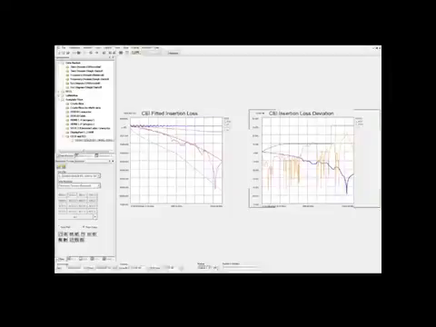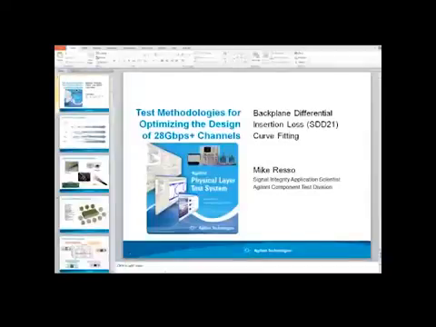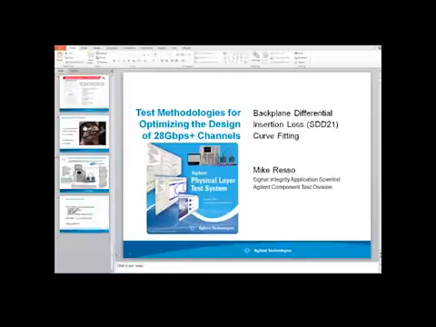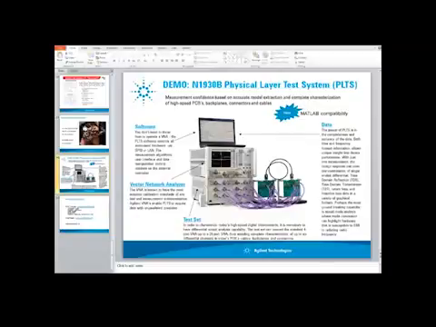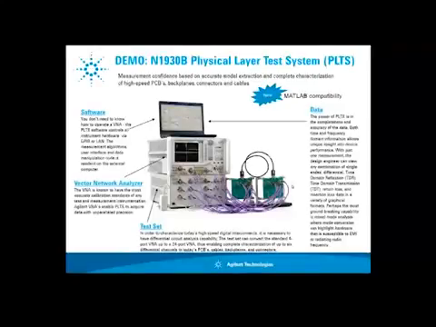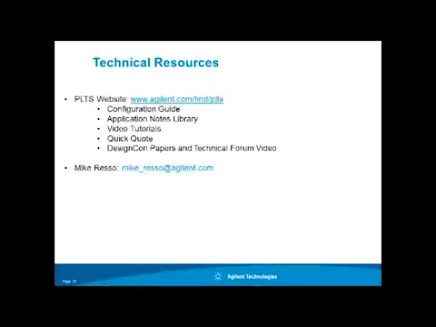So what I'd like to do now is finish up and give a conclusion. Here is the N1930B physical layer test system that we just went through, opening up a file and utilizing the MATLAB scripting feature that's new for 2012.